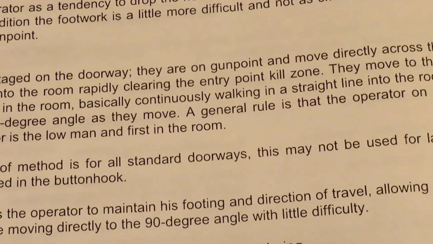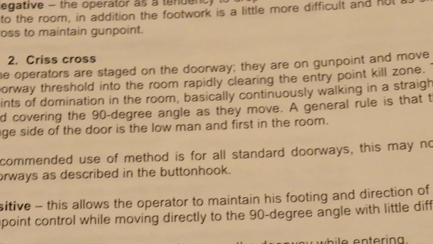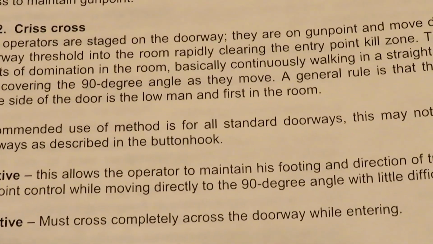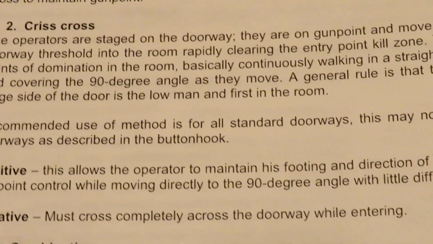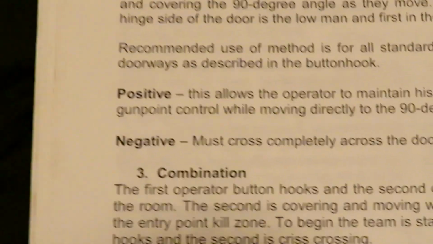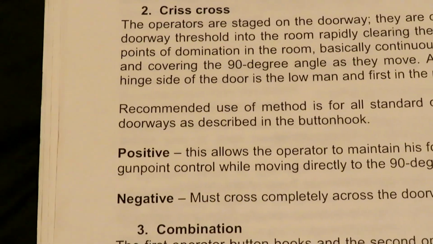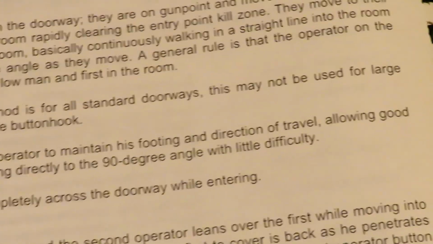A general rule is that the operator on the hinge side of the door is the low man and the first in the room. Recommended use of this method is for all standard doorways. This may not be used for large doorways, as described with the button hook. The positive: this allows the operator to maintain his footing in the direction of travel, allowing good gunpoint control while moving directly to the 90-degree angle with little difficulty.